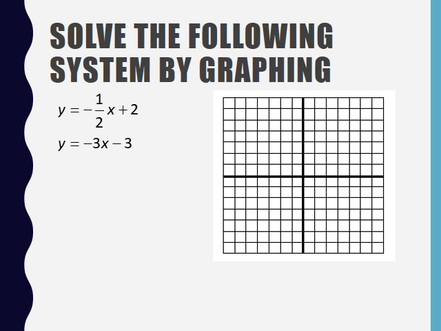Let's graph this system. So in this case, my slope is -1/2 and my y-intercept is 2. So I'm going to go up to 2, down 1, positive 2, down 1, positive 2. I'm going to go up the same way. I'm going to connect my dots. And there is my first line. Okay. My second, my slope is -3, and my y-intercept is also -3.